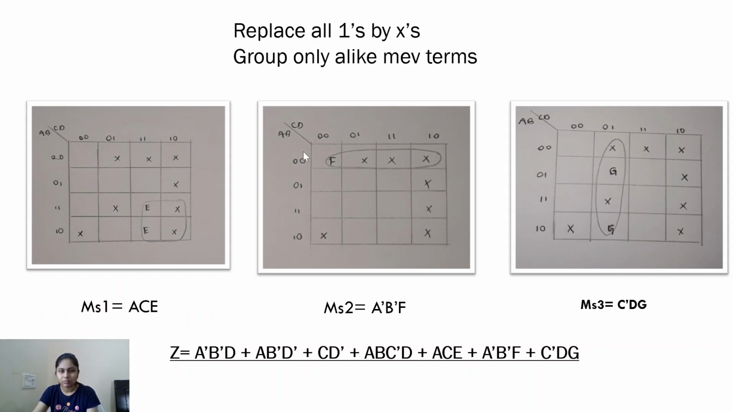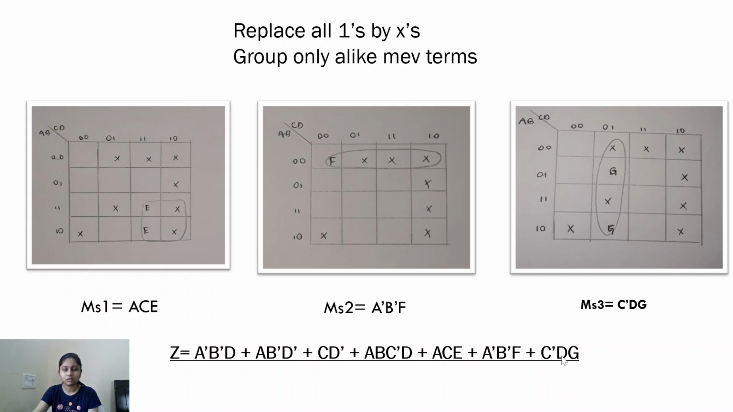In the next K-map, we have plotted the F terms and replaced all the ones by don't cares. We can see that this F term can be grouped with these three don't cares, which gives us a quad, A complement B complement F, which is MS2. In the next K-map, we have plotted the G terms and we have grouped these two G terms with these two don't cares, which gives us a quad C complement D G.